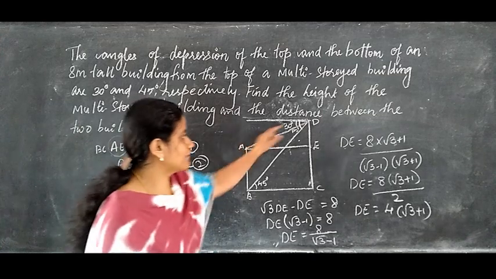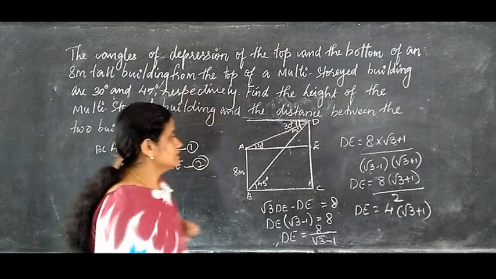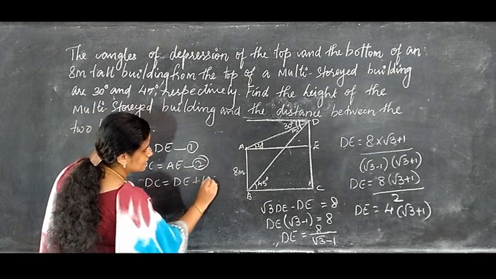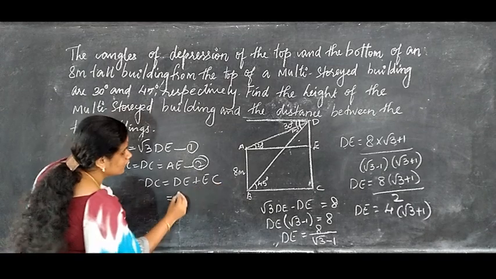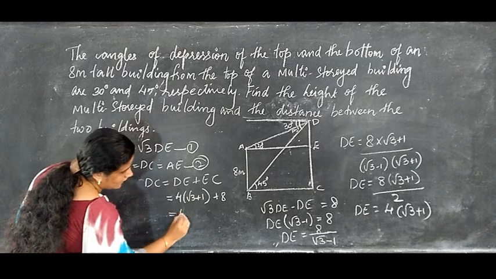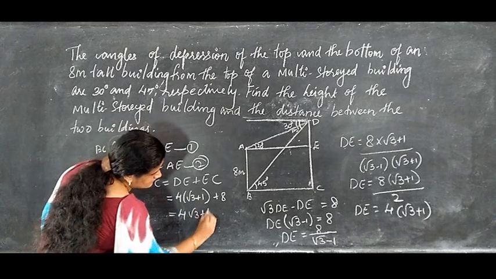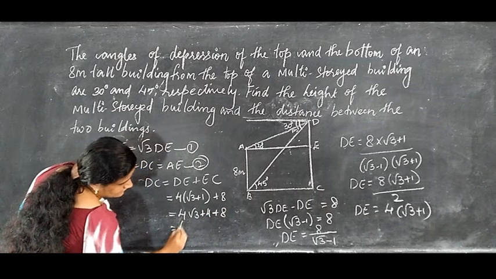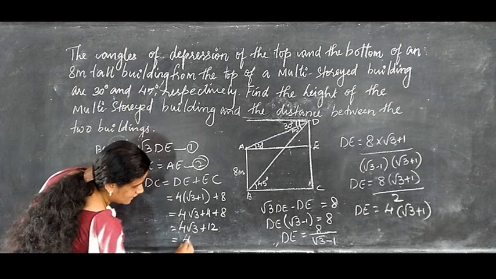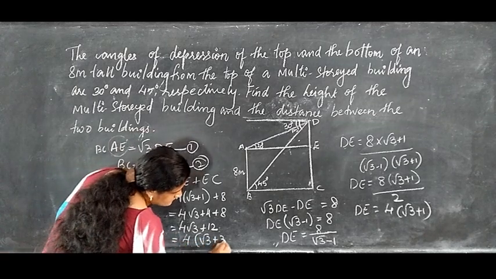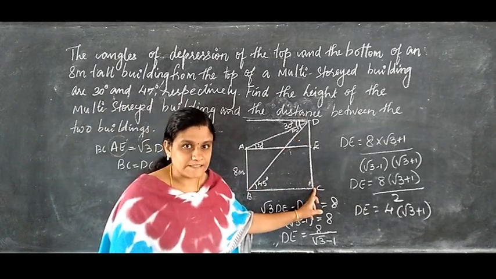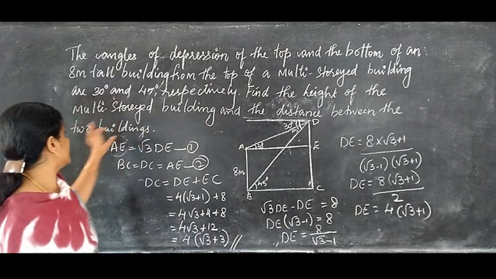Now our question is, we have to find CD. So how can you write? We know that DC is equal to DE plus EC. What is DE? 4 into root 3 plus 1, plus 8. We can open the bracket: 4 root 3 plus 4 plus 8. That is 4 root 3 plus 12. 4 is common, we can take that outside: 4 into root 3 plus 3. So this is the height of the multi-storey building. Is it clear?